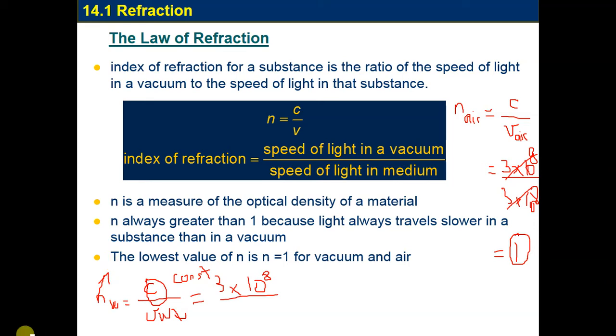So in water, because the speed of light in water is less than in air, this amount we will have more than 1. More than 1. So you are dividing 3 times 10 to the power of 8 divided by 2 point something times 10 to the power of 8. Okay, so for sure you will get more than 1. Okay, so the smaller this number is, the bigger this number is.